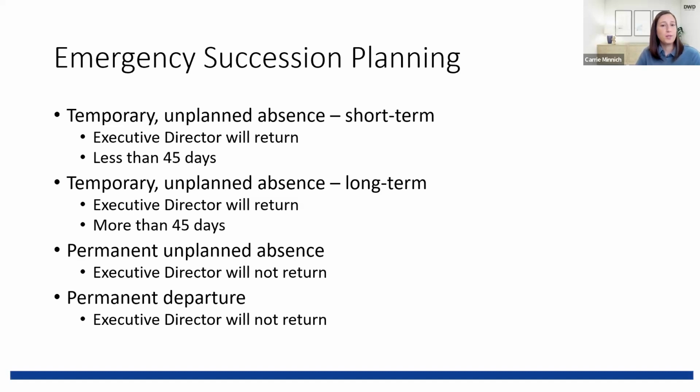So a permanent unplanned absence. Something happened, we were not aware of it, we were not planning for it, and the executive director is not going to return. Whether it was due to an accident, a death, maybe they won the lottery and moved to Hawaii, something happened, but they are not going to return. And then we have permanent departure. When we talk about permanent departure, that really leads to some of the other planning that we're going to talk about. It should include more of a complete plan, which we'll talk about next.